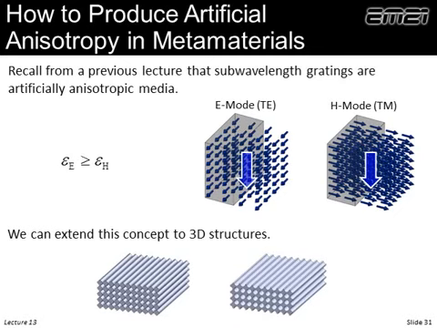Recall our lecture on subwavelength gratings, and we said those are actually artificially anisotropic media. And we explained that in terms of where the power is. For one polarization, the power kind of shifts or prefers to be in a dielectric. For the other, it's more evenly distributed, and so overall they see a different effective dielectric constant. So if we take that same concept now and extend it to 3 dimensions, we can draw what we would call anisotropic metamaterials.